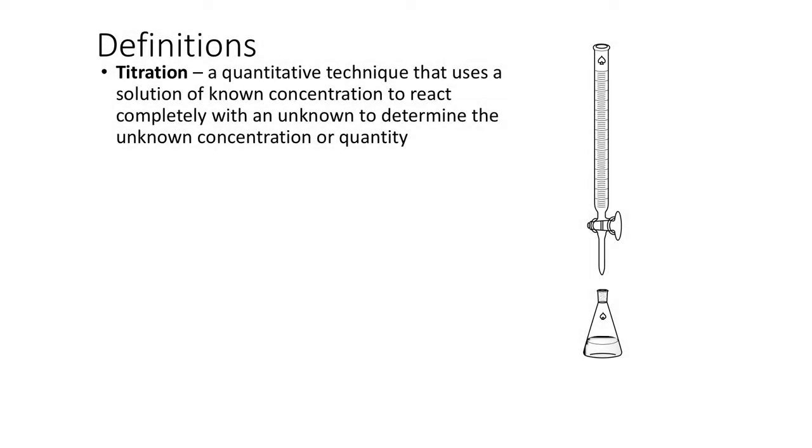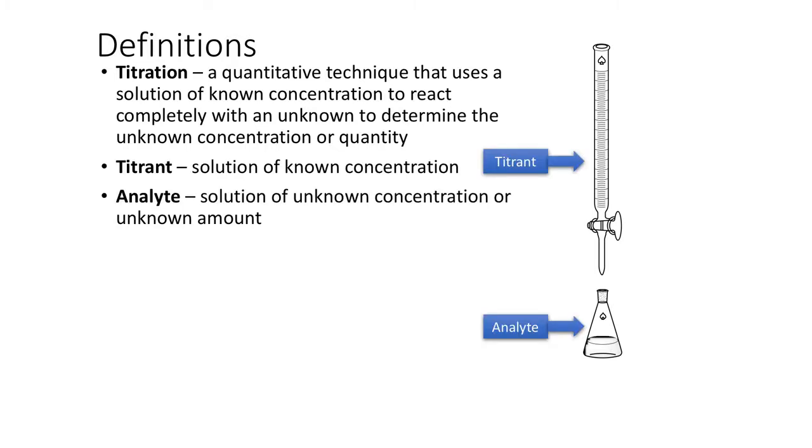Titration is a quantitative technique that uses a solution of known concentration to react completely with an unknown to determine the unknown concentration or quantity. Typically, the titrant, the solution of known concentration, is added from a burette to the analyte, the solution of unknown concentration, until reaction is complete.